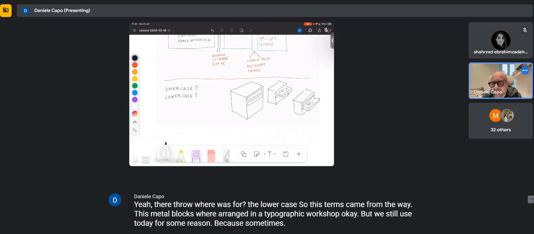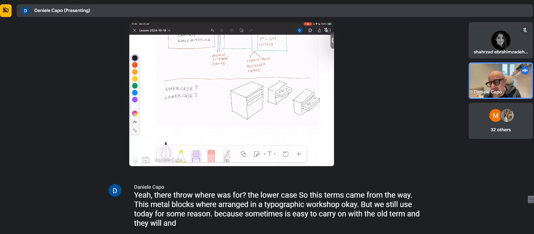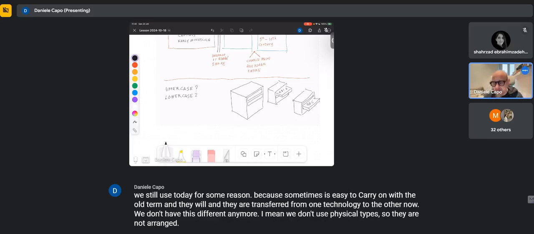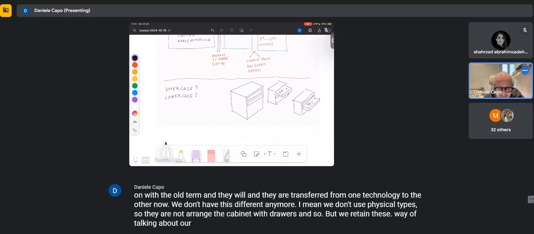Because sometimes it's easy to carry on with the old term, and they are transferred from one technology to the other. Now we don't have this difference anymore. I mean, we don't use physical types, so they are not arranged in a cabinet with drawers and so on. But we retain this way of talking about our letters.